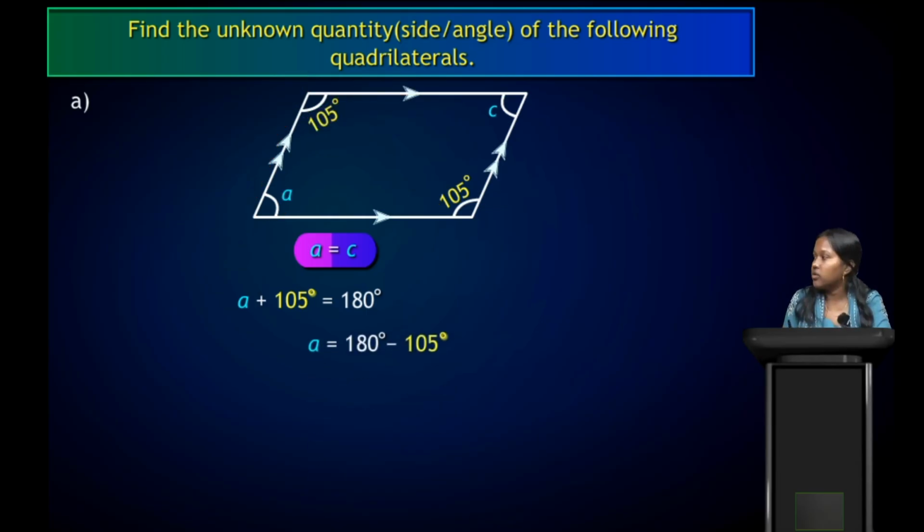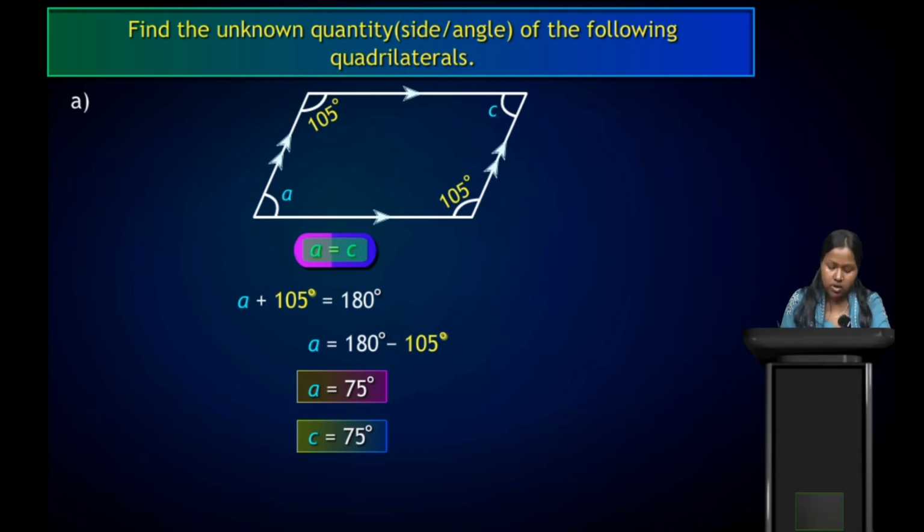So from here what we can do, you see. A will be equal to what? 180 minus 105. If you subtract 105 from both sides, so what are you getting? A will be how much? A is 75. Okay, so A we got 75. Again you can apply the parallelogram rule. What is the property? As A is 75, that means C is also 75 because C is equal to A, opposite.